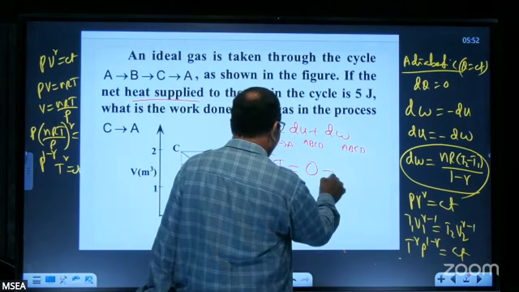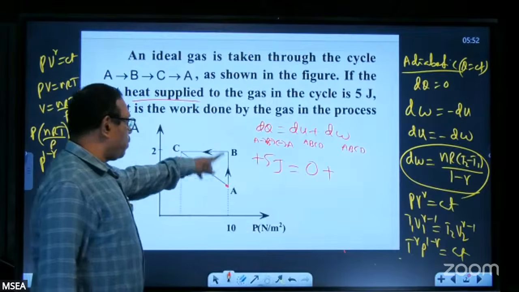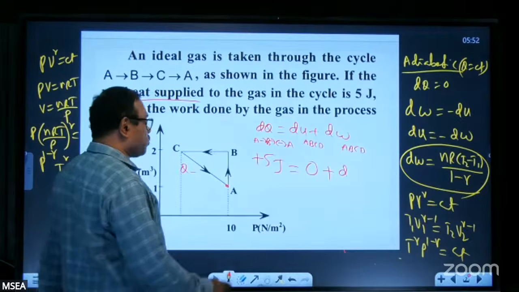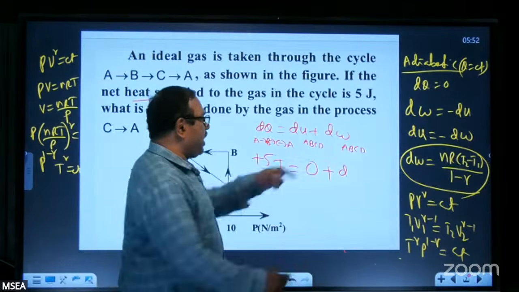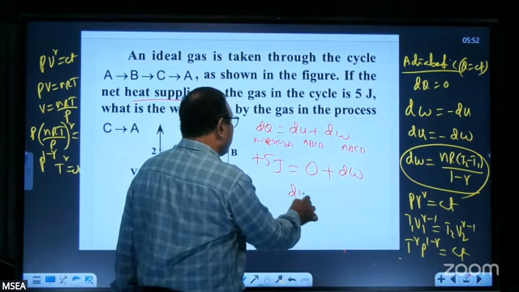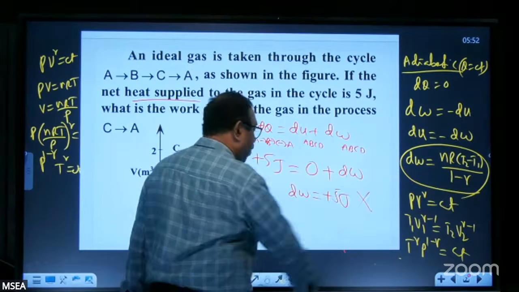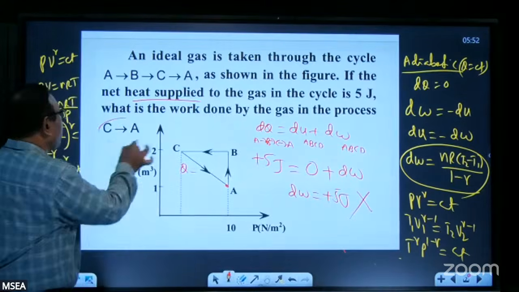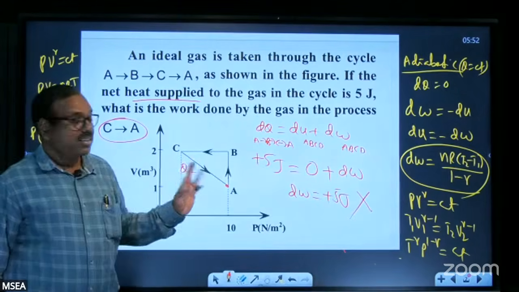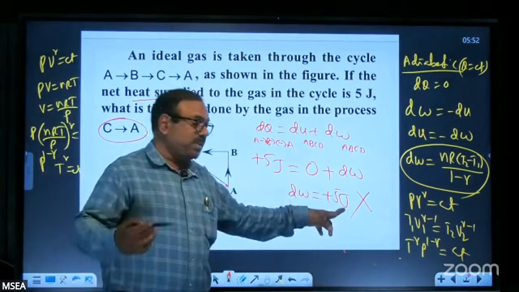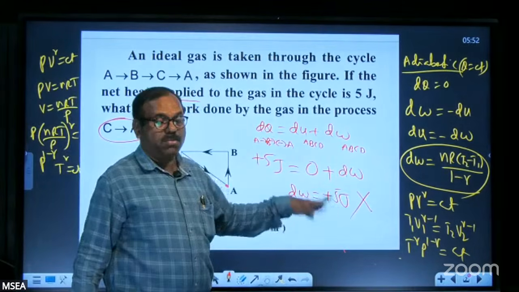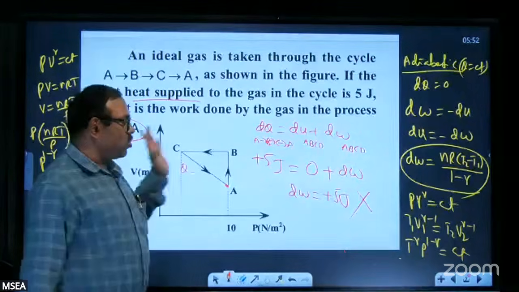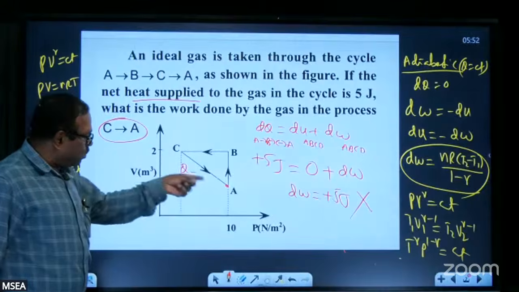Of course, anyhow, this is 0. Then dW is what? A to B, B to C, C to A. Some students, what they remember, is they simply give the answer dW as plus 5 joules, which is wrong. Why? He's not asking for the complete cycle. He's asking only C to A. That answer, plus 5 joule, will be there in the options, but that is not the correct one because he's not asking for the total. If we were asked for the total, that would be the answer, but he's asking for a particular part, so C to A only.